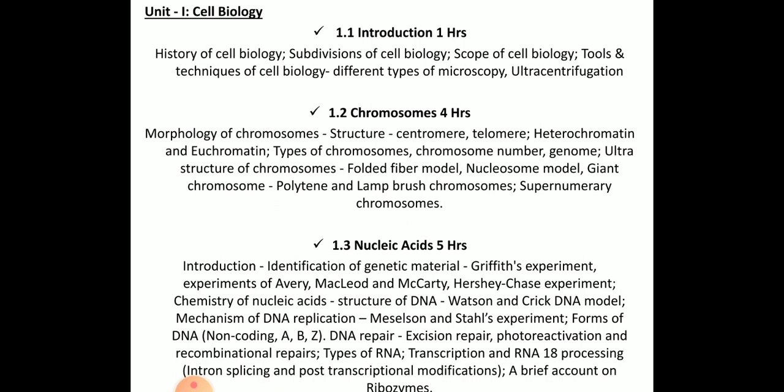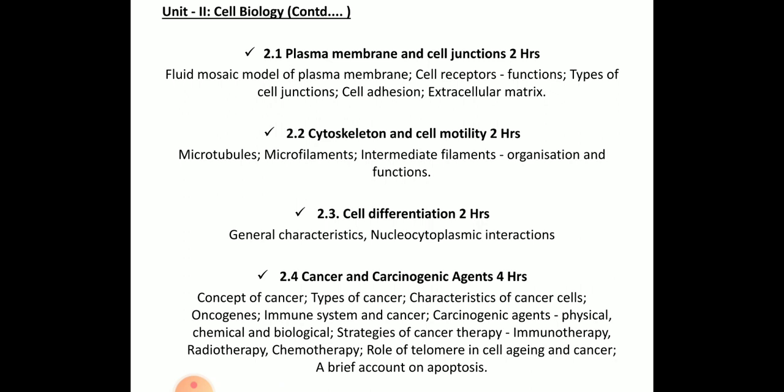So this is about the first unit of the cell biology. Whereas the second unit is the continuation of the cell biology only. In the first subunit, we will be studying about plasma membrane and cell junction. So we know plasma membrane is a semi-permeable membrane which helps in movement of solutes and solvent across the cell. And there are cell receptors. What type of receptors and what type of ligands help in movement of ions, mainly potassium, calcium, iron, etc.